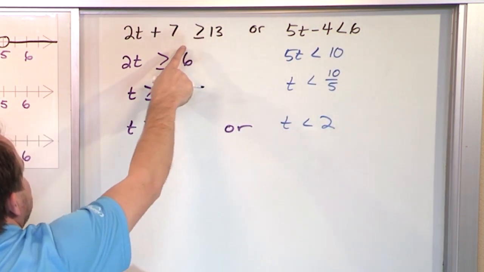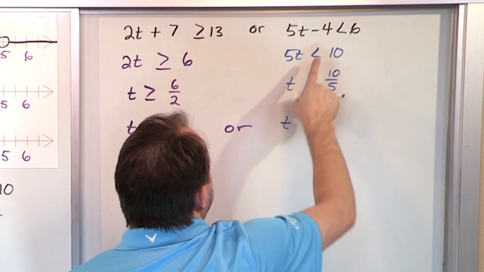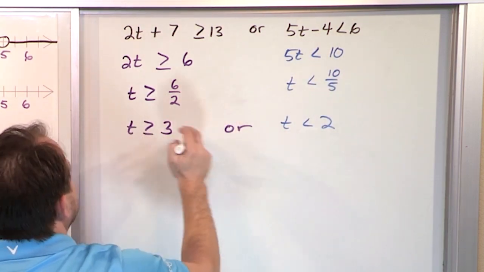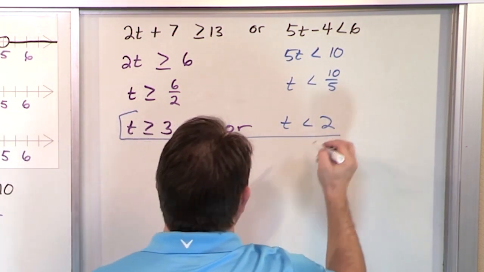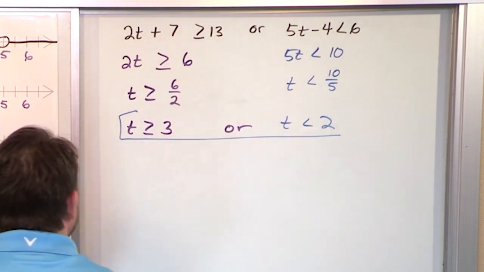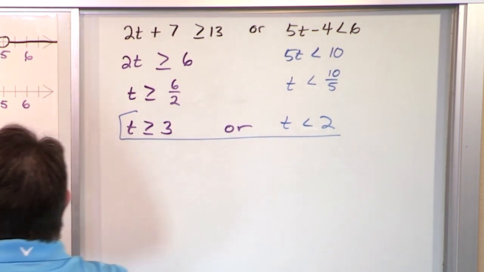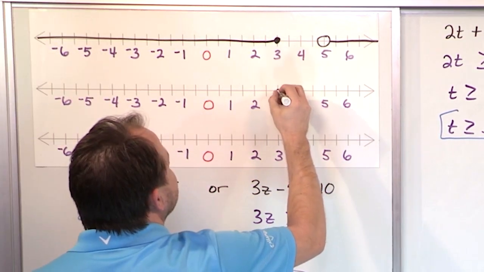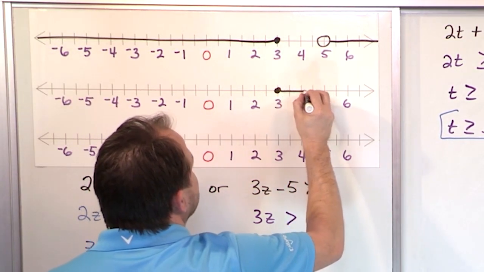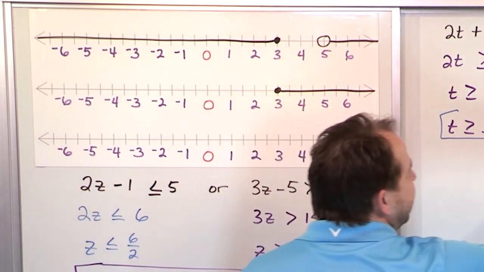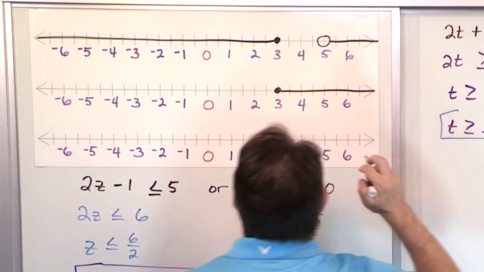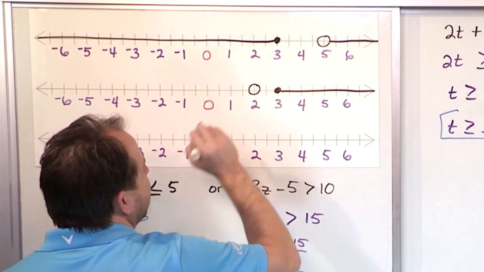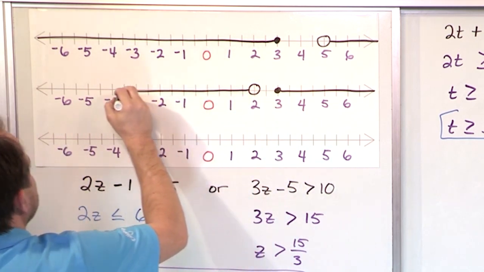So we have an equal sign underneath the inequality here, but we don't have them on this side. So greater than or equal to 3, less than 2, and then this is going to be our final answer. Now if we're going to plot it, we're basically saying greater than or equal to 3, so we have a closed circle here, and we also say less than 2. So it'll be an open circle because it doesn't include the number 2, and it'll be everything less than here.